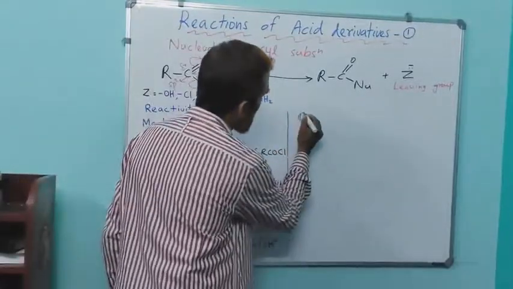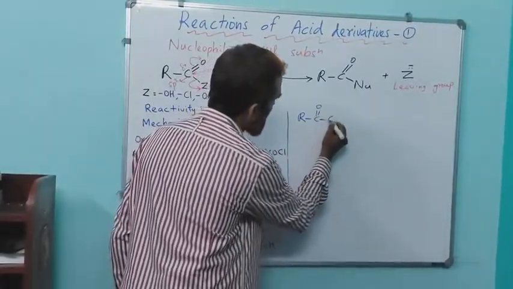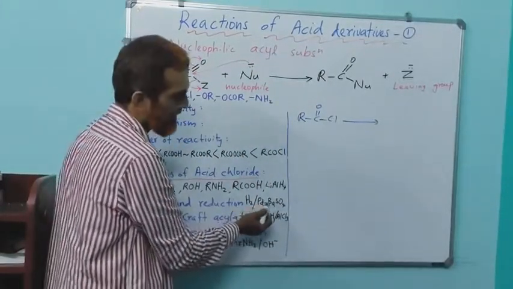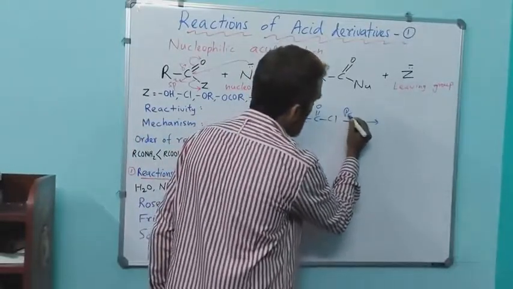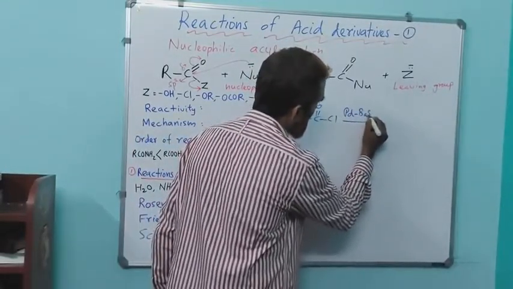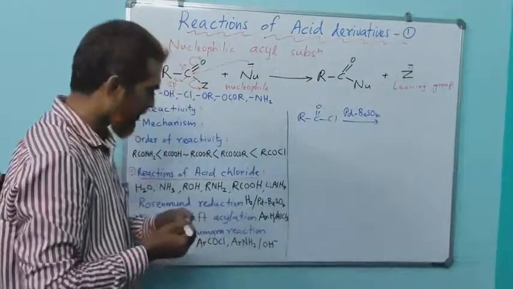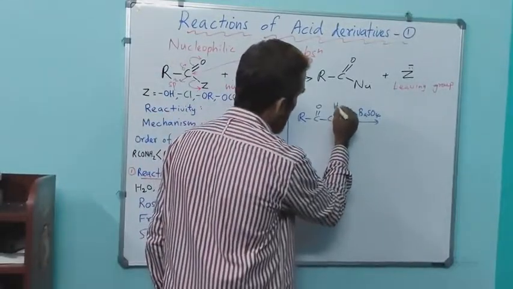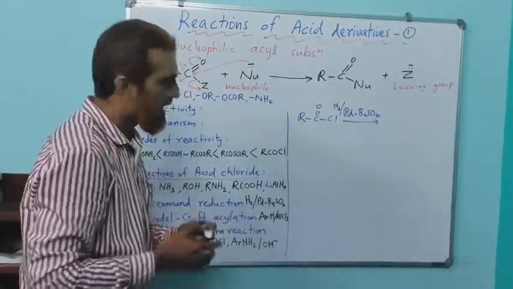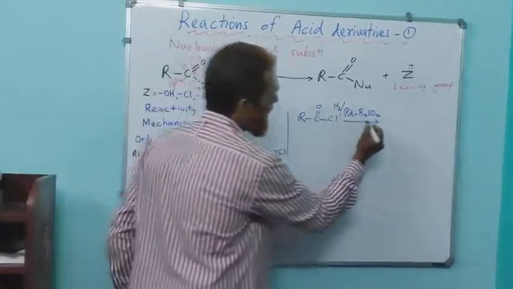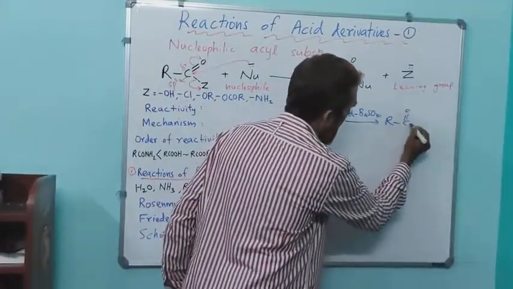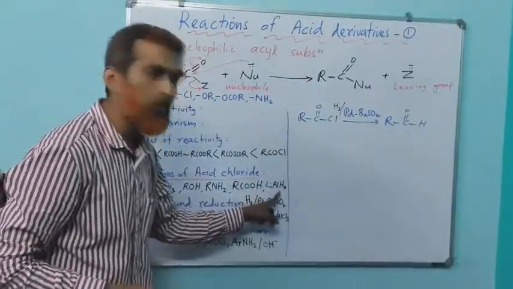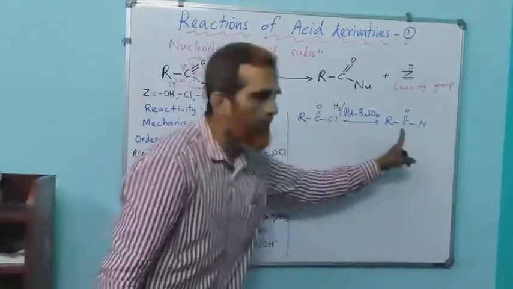Rosenmund reduction is reduction of acid chloride using palladium barium sulfate catalyst. Palladium barium sulfate is a very special catalyst, the Rosenmund catalyst, and its reduction, of course, is adding hydrogen in presence of this catalyst. What is the speciality here? This will give you aldehyde. So it differs from use of lithium aluminum hydride in that you stop at the aldehyde stage.